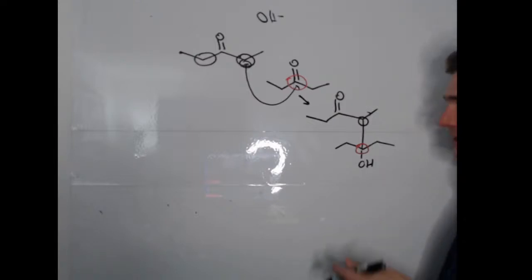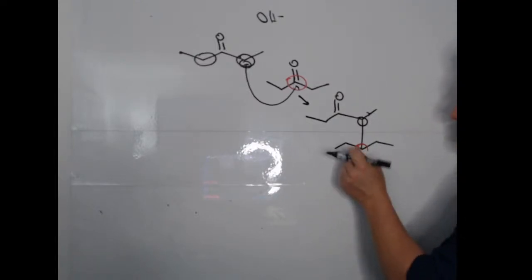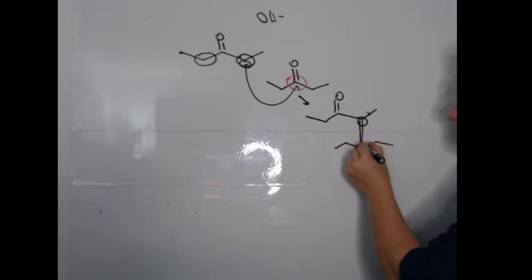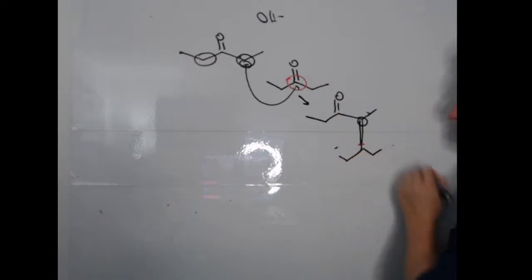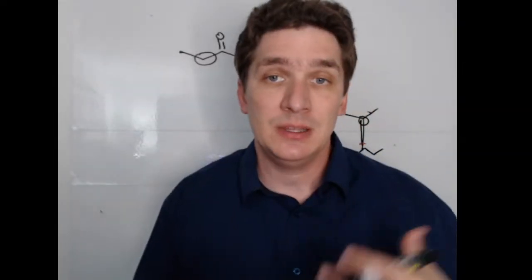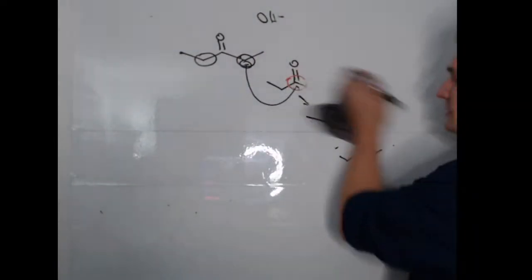So your condensation comes when this OH comes off and this hydrogen comes off, and you just end up forming a double bond here. So that's your aldol addition, where you form the OH, and the condensate is when it eliminates. What happens if they're asymmetric?